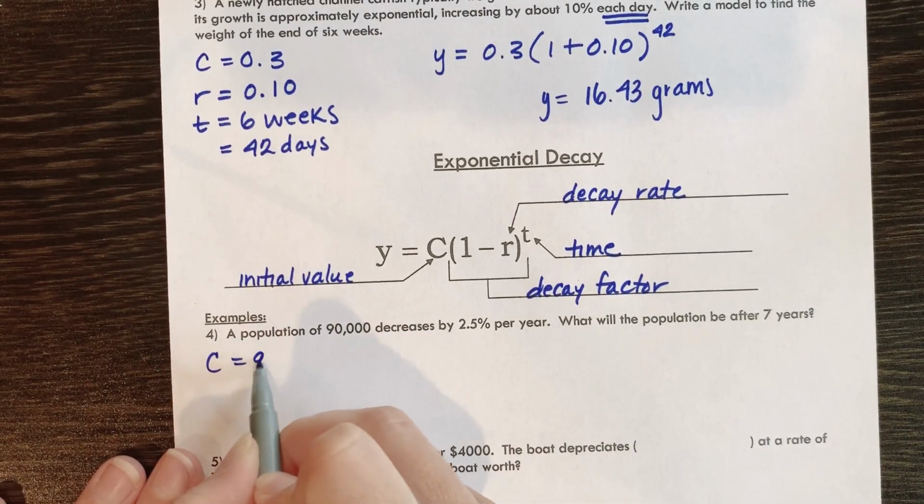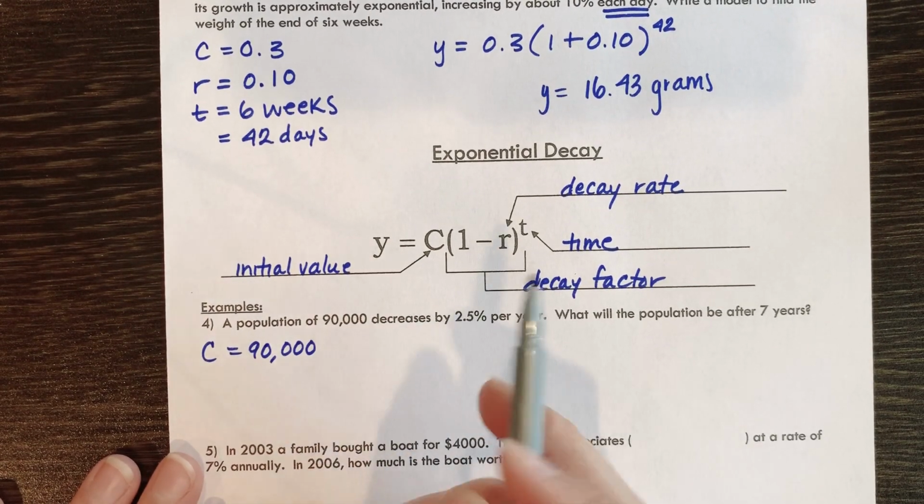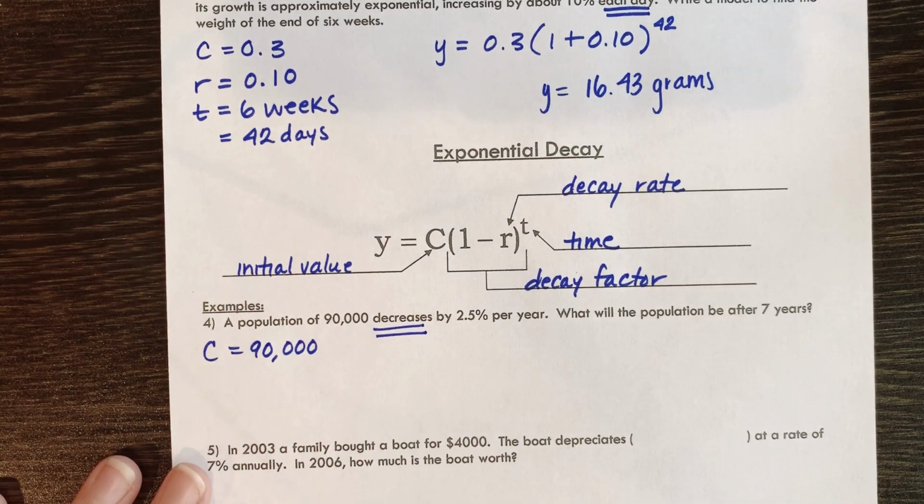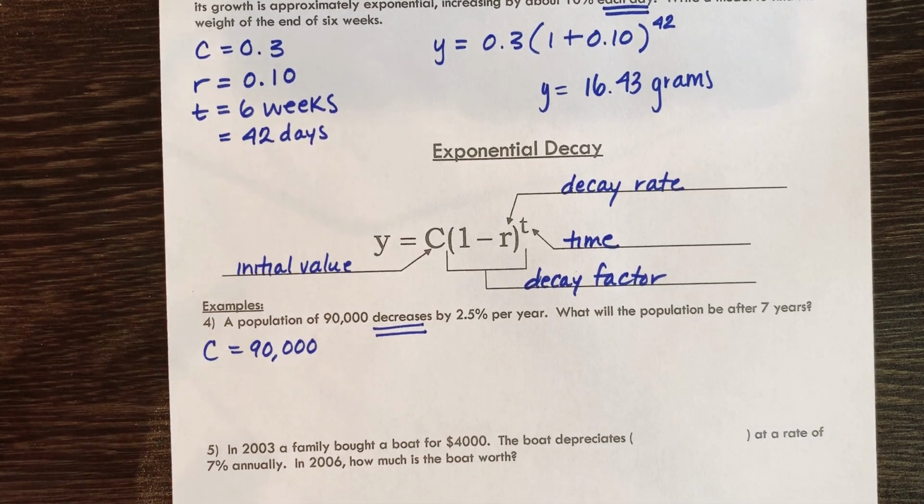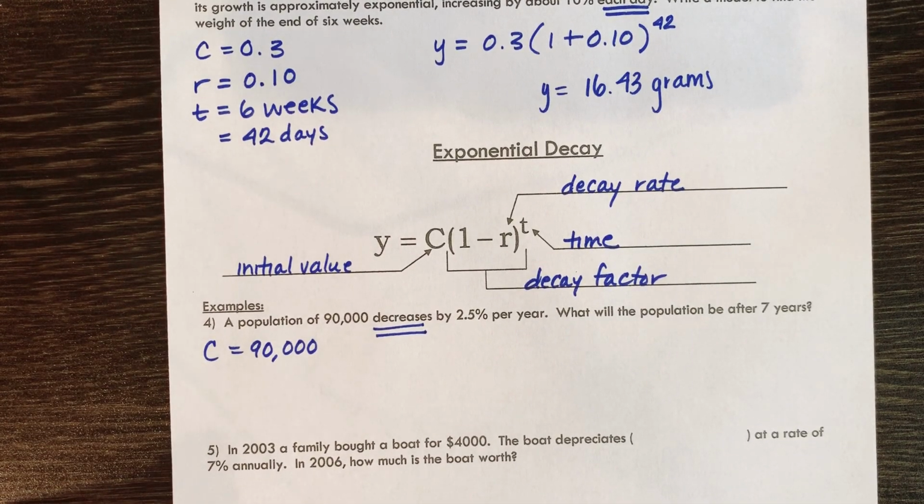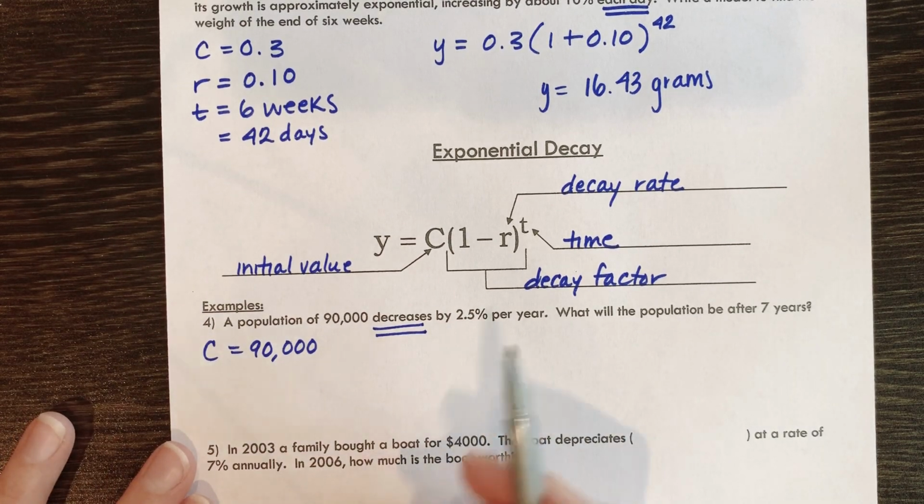Population starts out at 90,000. That's my initial value. My rate, look, decreases. That's the key that this is decay. That's the only thing that's going to trigger me to say, oh, I guess I have to do 1 minus. It's not going to say, here are all the decay problems, here are all the growth problems. They're going to be mixed up. You need to be able to identify one from the other.